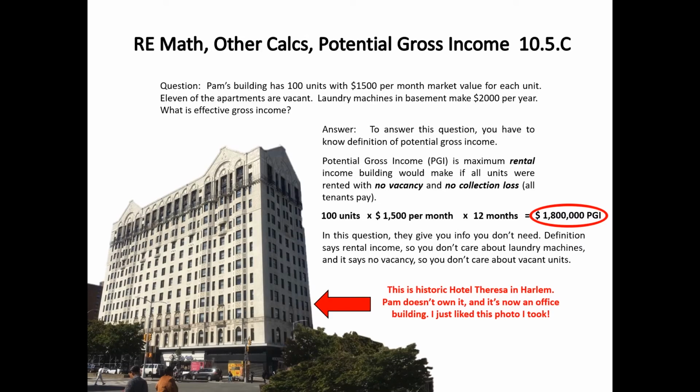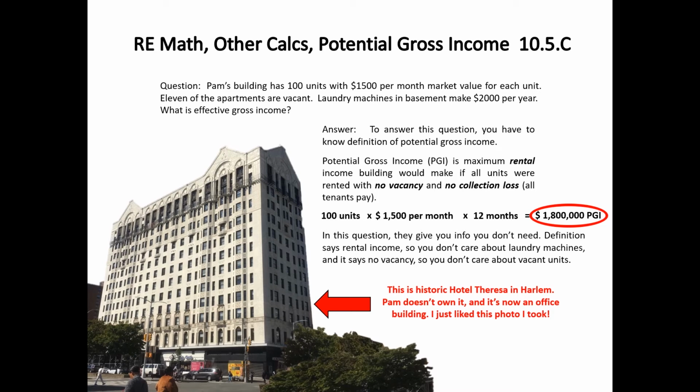Now let's do potential gross income. Pam's building has 100 units with $1,500 per month market value for each unit. 11 of the apartments are vacant. Laundry machines in the basement make $2,000 per year. What is effective gross income of the building?